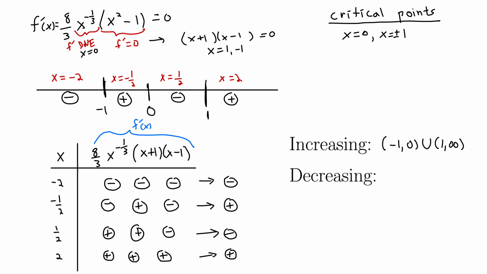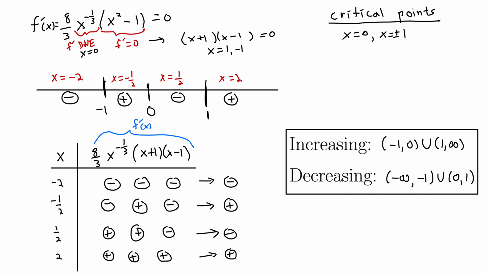We use soft brackets because the function is neither increasing nor decreasing where the derivative equals 0. And that's what happens at the endpoints. Okay, and then decreasing wherever it's negative. So how about -infinity to -1, union 0 to 1. And there you have it.